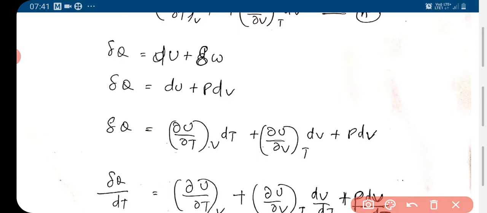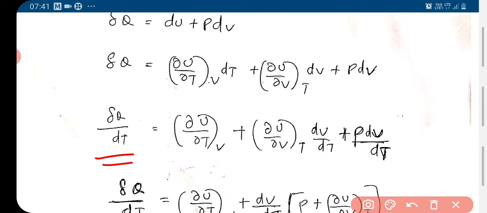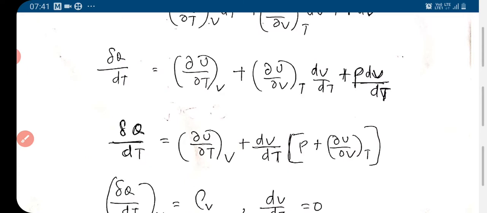If it is at constant volume, PdV will be 0. But we are taking a general case, so we assume there is a change in the volume. Now if you substitute for dU, δQ is ∂U/∂T at constant volume dT, plus ∂U/∂V at constant temperature dV, plus PdV. So δQ by δT will be ∂U/∂T at constant volume, plus ∂U/∂V at constant temperature dV/dT, plus P dV/dT.